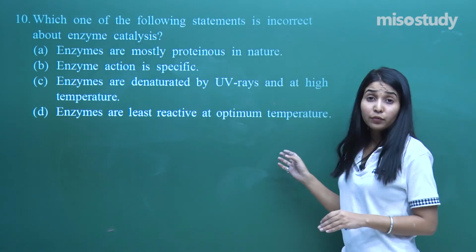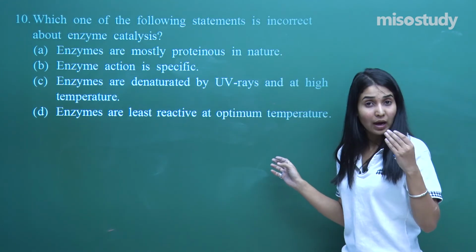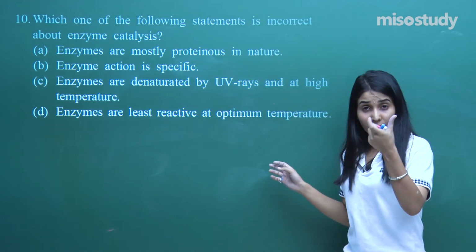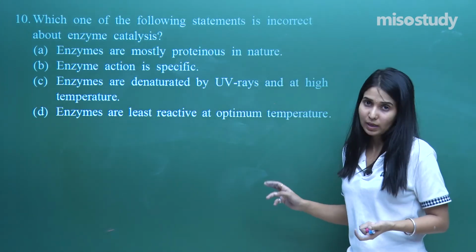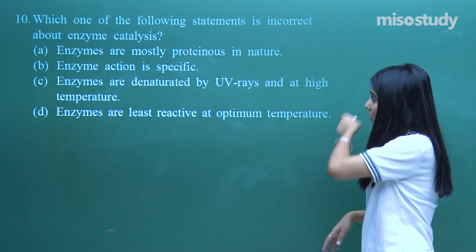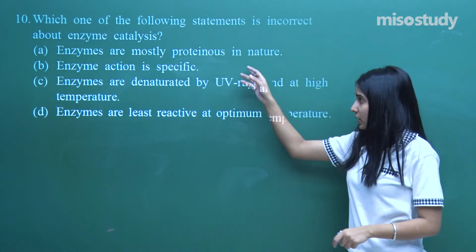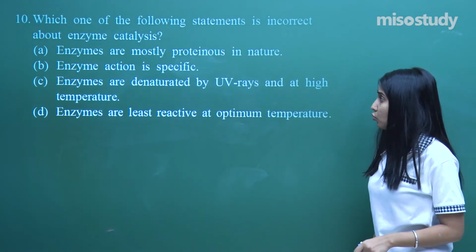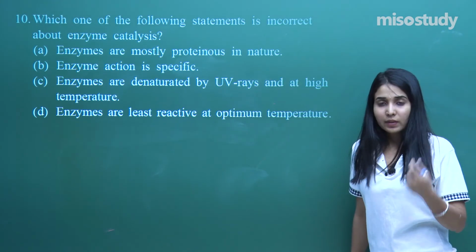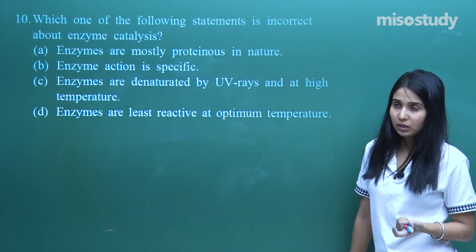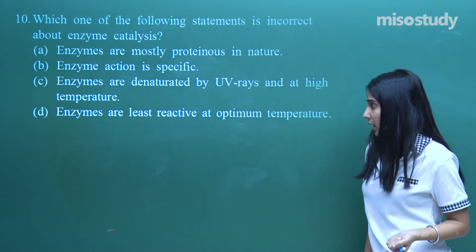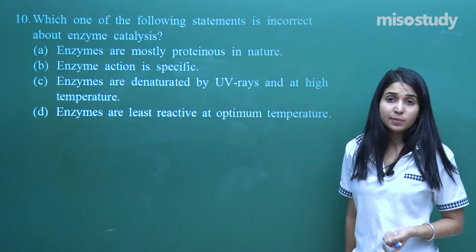So of course, if you have gone through those lectures and that theory, you would be able to answer this very easily, right? So what does it say? We want to choose the incorrect one. The first thing it says, enzymes are mostly proteinous in nature. That is true, they are made up of protein complexes, long chain proteins, and that's what enzymes are. Then it says action is specific.